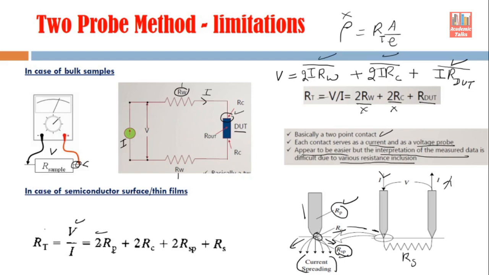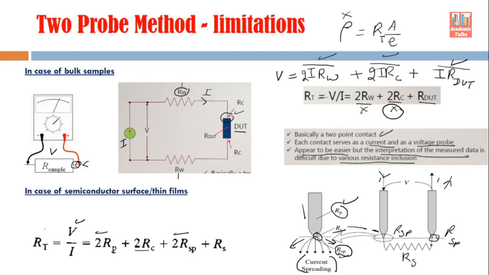So in this case, the total resistance, which is the ratio of V by I, of course has 2 into Rp. So Rp is probe resistance, it is similar to the wire resistance. Then 2 times contact resistance, just like the one which was present in the case of bulk samples also. There is one more term here, 2 times spreading resistance. 2 probes are there and both have this kind of spreading component, so RSP here and RSP here. At these two contacts, the RSP will come into play. So it is 2 into RSP that is coming, plus RS.